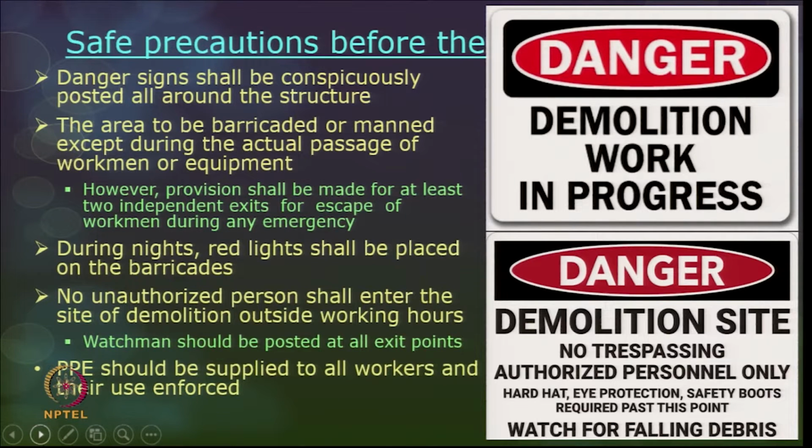And even in the nights, there should be red lights placed on all the barricades and on the structure to know that there is a demolition which has happened. Sometimes you collapse a structure, and after some time there can be partial collapse continuing to happen. So, the area has to be warned off to the public that the demolition has happened, and there can be some unexpected events which may happen.